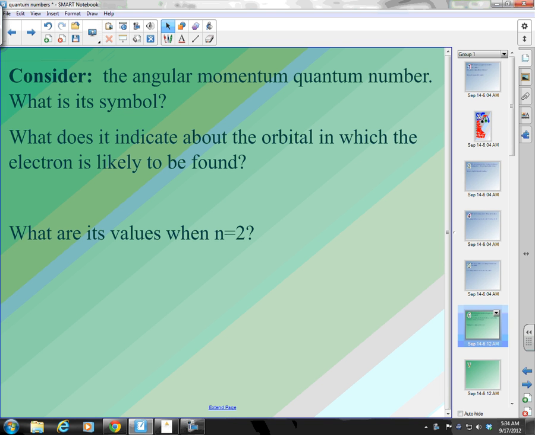Okay, we just finished our discussion of the principal quantum number n, and now we want to move on to the angular momentum quantum number. Consider the angular momentum quantum number. What is its symbol? What does it indicate about the orbital in which the electron is likely to be found? And what are its values? So we're looking for symbol, its meaning, and its values.